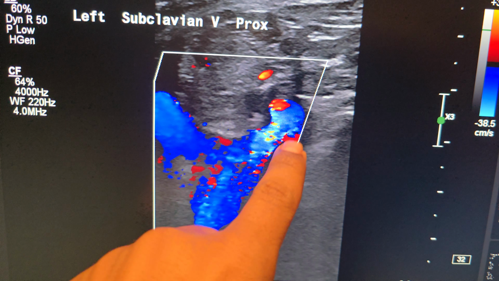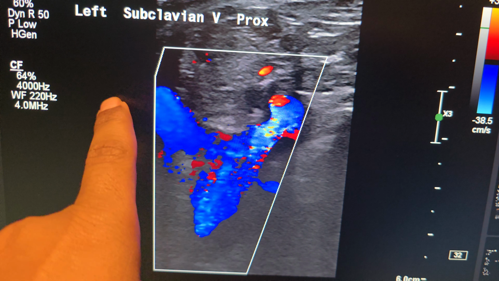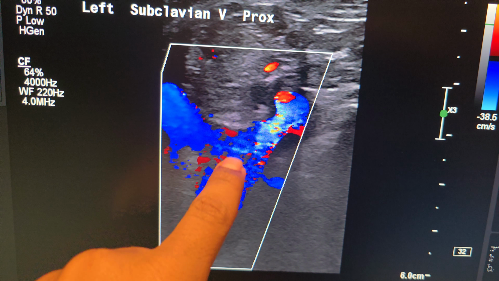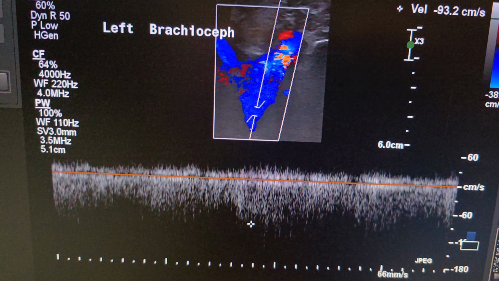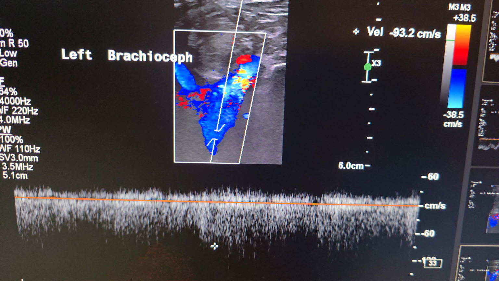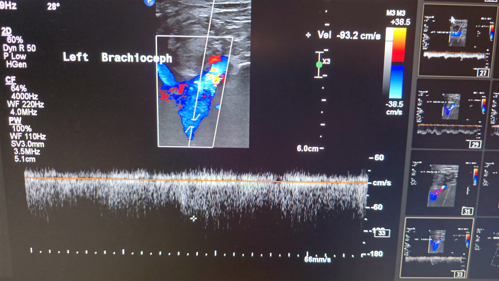We can see here we have the area which is narrow, and here the jugular vein. Both will join to give us the brachiocephalic vein, and actually the brachiocephalic vein was patent.